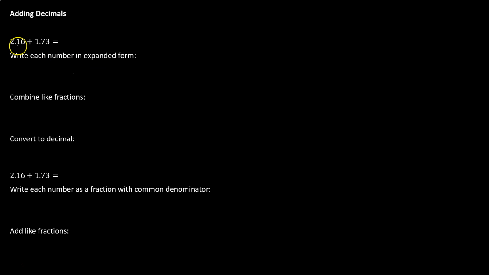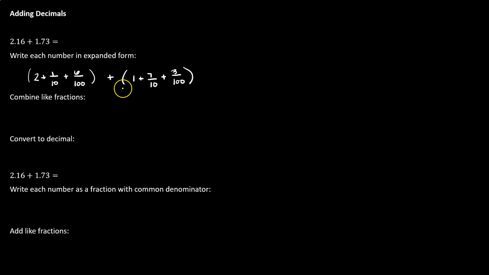So 2 16/100ths plus 1 73/100ths. I'm going to write each one of those numbers in expanded form. The 1 to the right of the decimal is 1/10, and then the 6 to the right of the decimal is 6/100ths. And I'm adding that number to 1, 7/10, added to 3/100ths. So I wrote each number in expanded form.